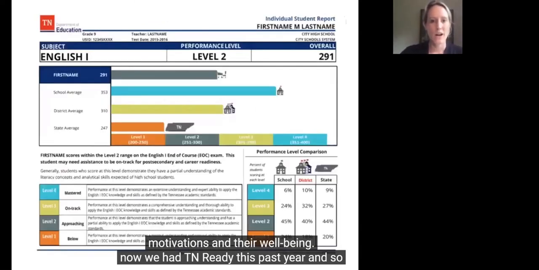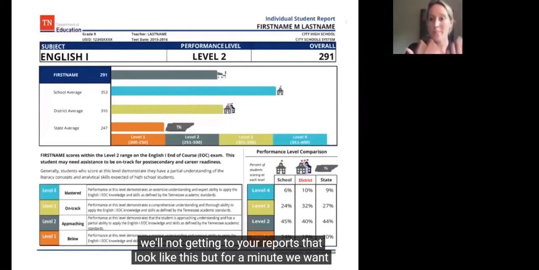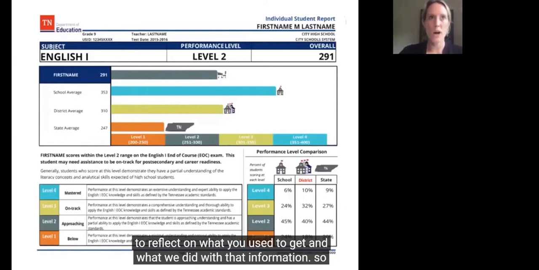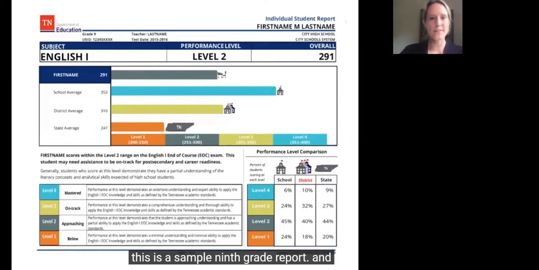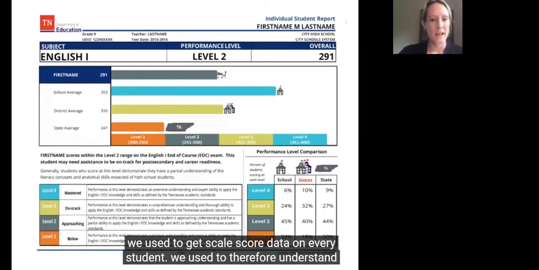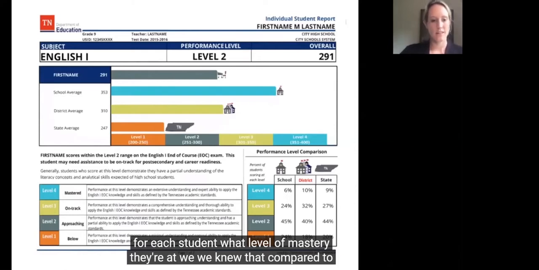Now, we didn't have TN Ready this past year, and so we will not be getting student reports that look like this. But for a minute, we want to reflect on what we used to get and what we did with that information. So this is a sample 9th grade report. We used to get scale score data on every student. We used to therefore understand for each student what level of mastery they are at. We knew that compared to the school and the district and the state.